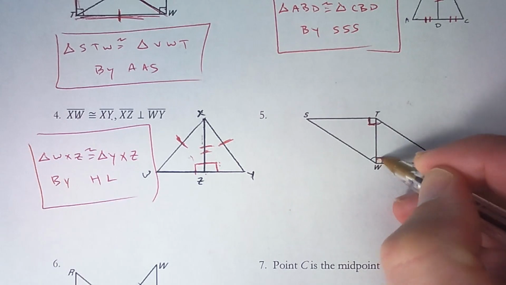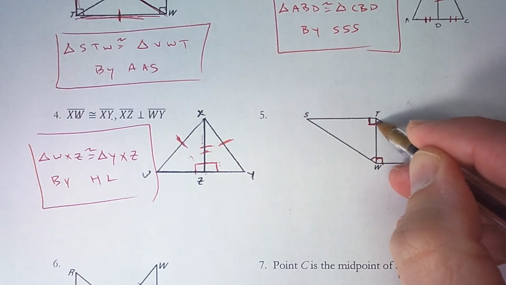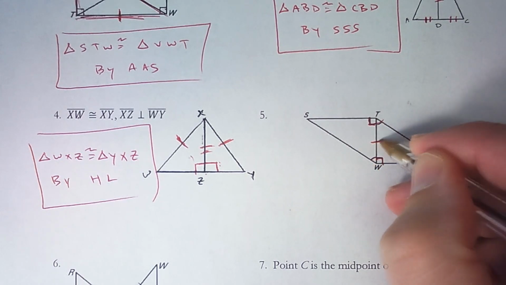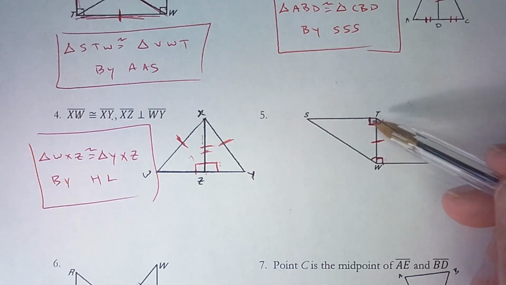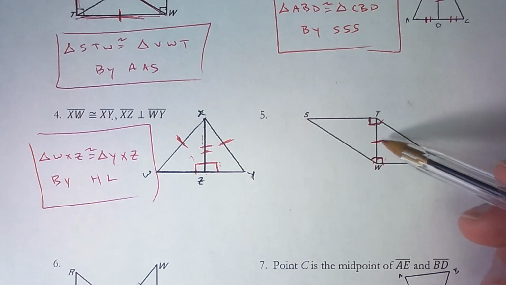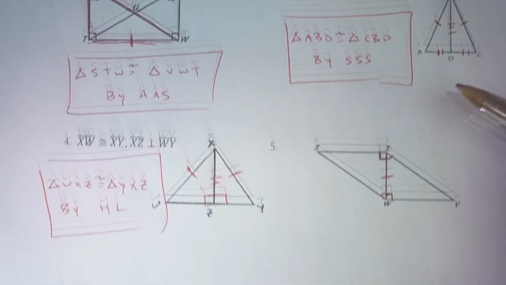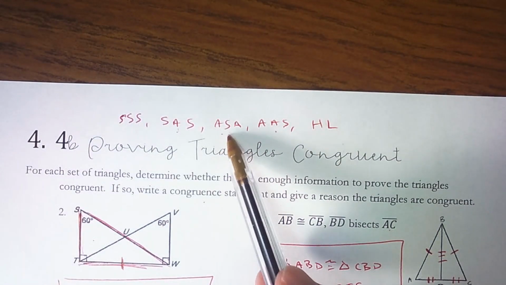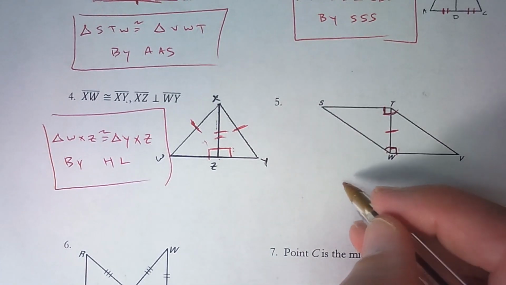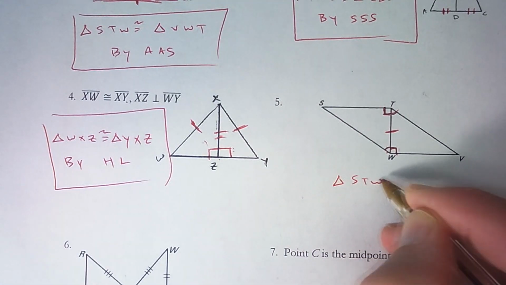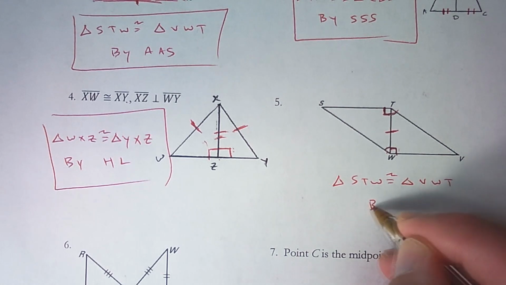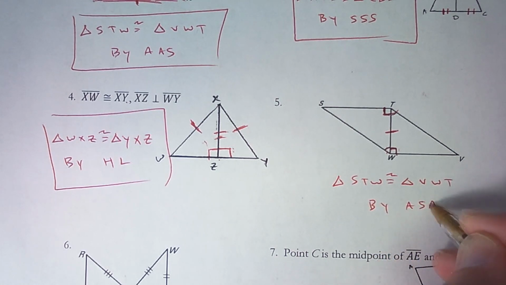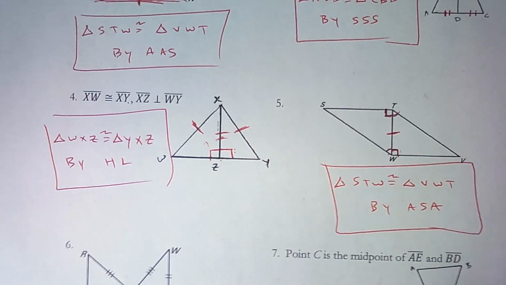Okay, here I'm given these right angles, another pair of congruent angles, and a side between them that is congruent. So I've got a pair of congruent angles, another pair of congruent angles, and the included side, angle, side, angle. So triangle STW is congruent to triangle VWT by angle, side, angle.